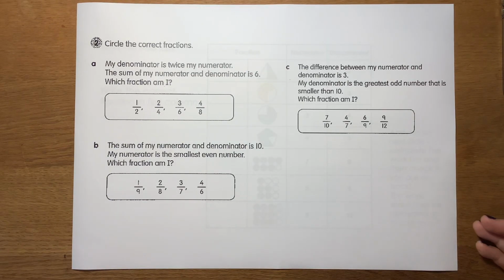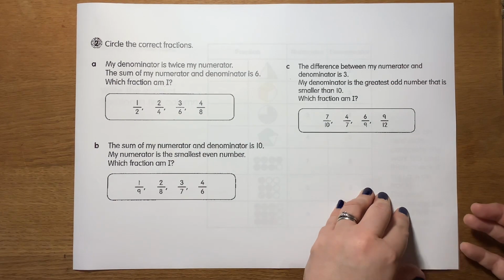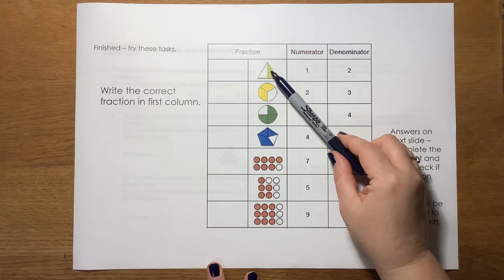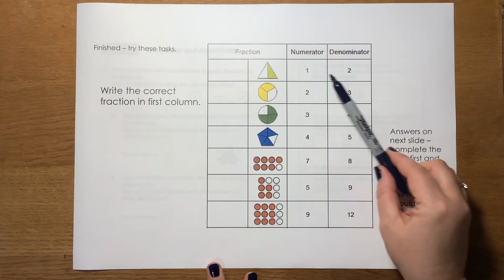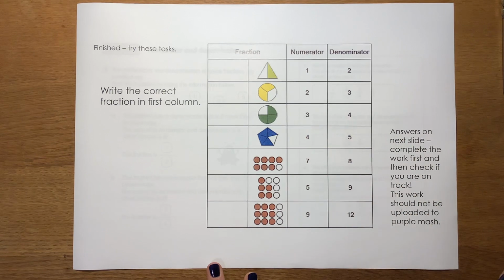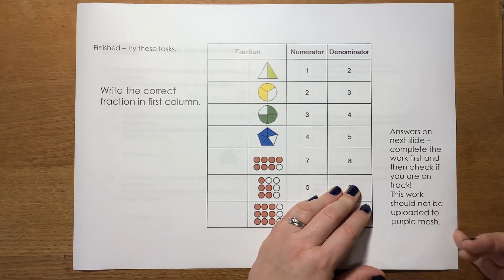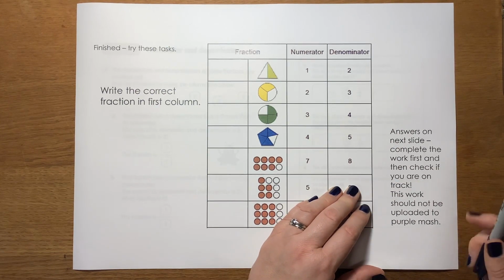A few more on this page. And then finally, I would like you to write the correct fraction in the first column. So you can use the pictorial representation, or you have the numerator and the denominator here. So pause the video, have a go through these practice and this extra task, and then once you finish you can unpause the video to check your answers.